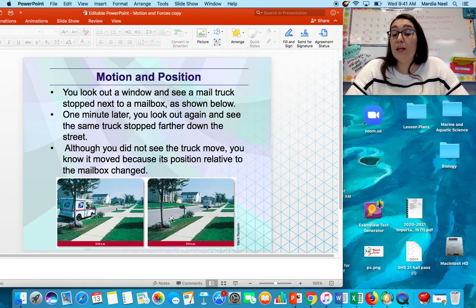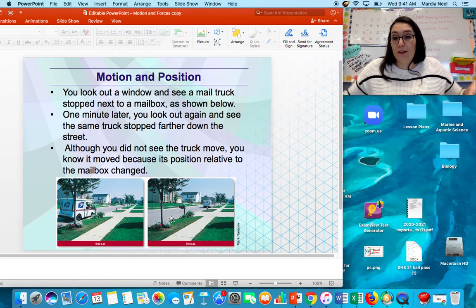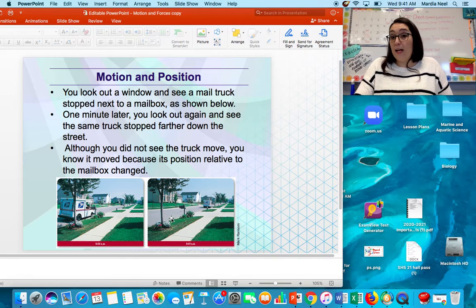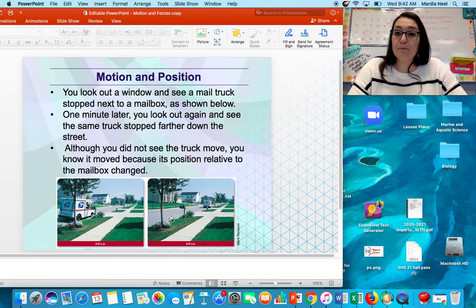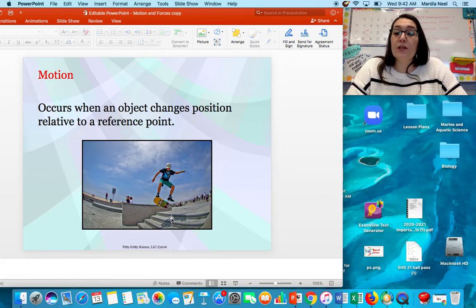You look up and you notice the cup is next to you by your plate. You start eating or you look away, you look back up again, and there's no cup next to your plate. Your plate was your reference point. You compared everything around to your plate. That cup's not there anymore, so you know it somehow had to move. So the definition of motion is when an object changes position relative to a reference point.